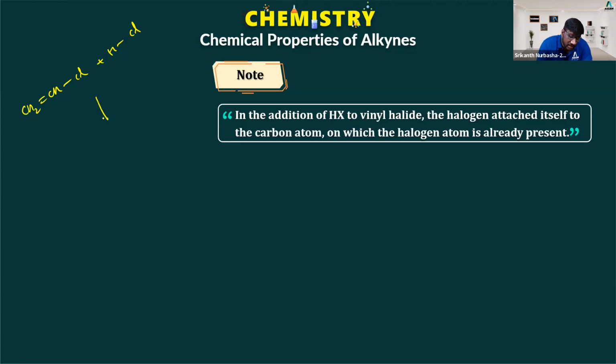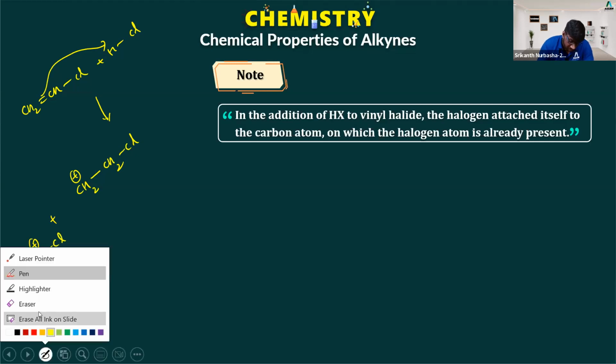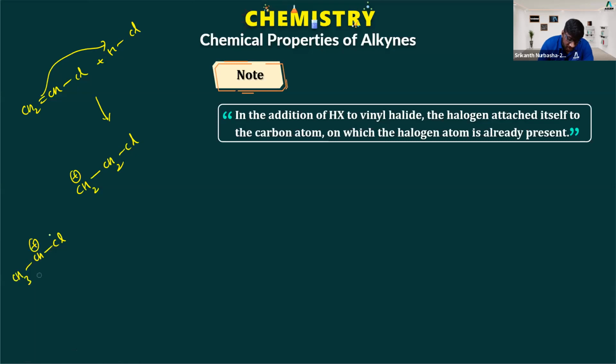The pi electron density will attack H plus. As soon as the pi electron density attacks, what type of system will you generate? You can have two possibilities. One is CH2 plus CH2Cl. Other is CH3 CH plus Cl. Yes or no? These are the two types of possibilities. The electron density attacks from this carbon or the other carbon. But out of these two carbocations, which carbocation is more stable?